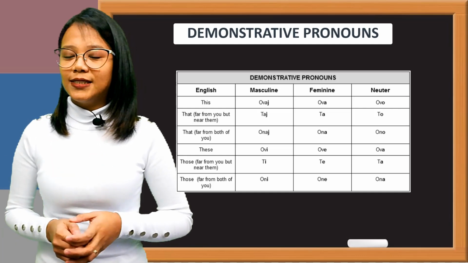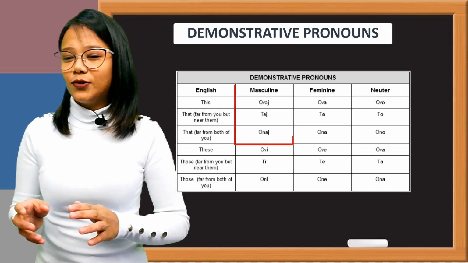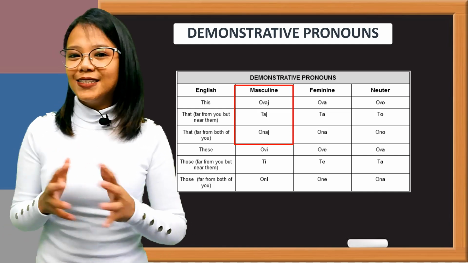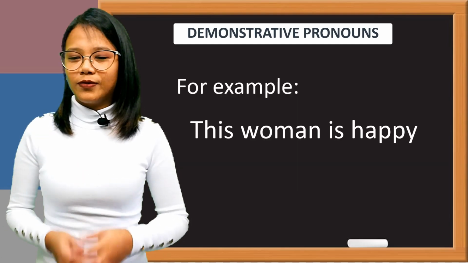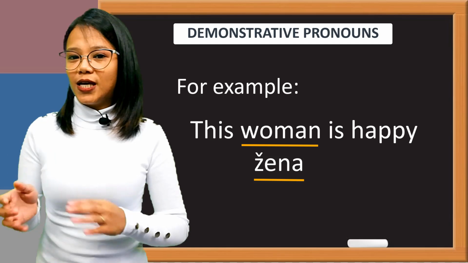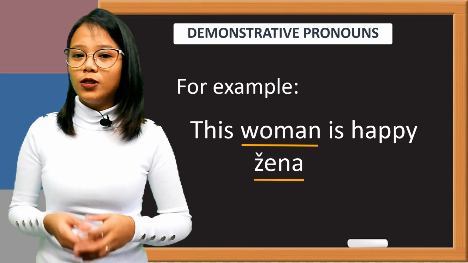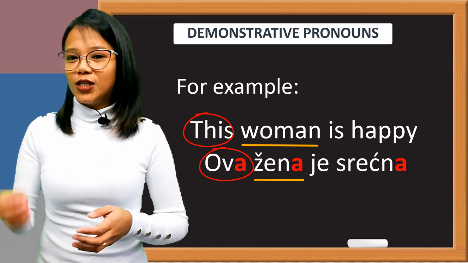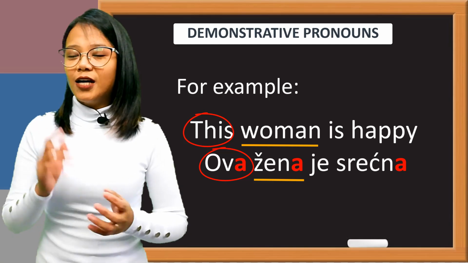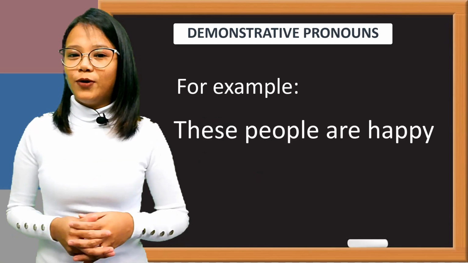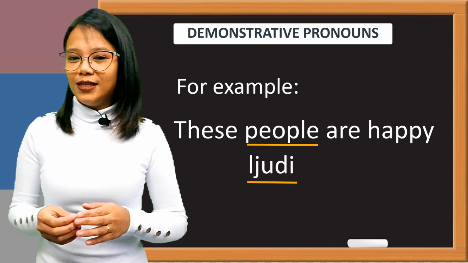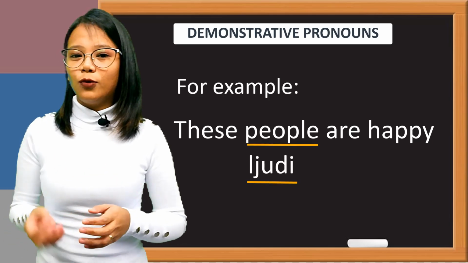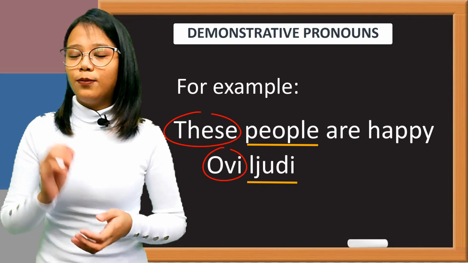The demonstrative pronouns are the same as the possessive pronouns. But as you can notice, the masculine singular ends with ovaj, so it's easier to remember. Let's go to the example. This woman is happy. Woman in Serbian is žena, so it's feminine, so we will use ova. Ova žena je srećna. Another example. These people are happy. People in Serbian is ljudi, so it's masculine. So we will use ovi because it's plural.